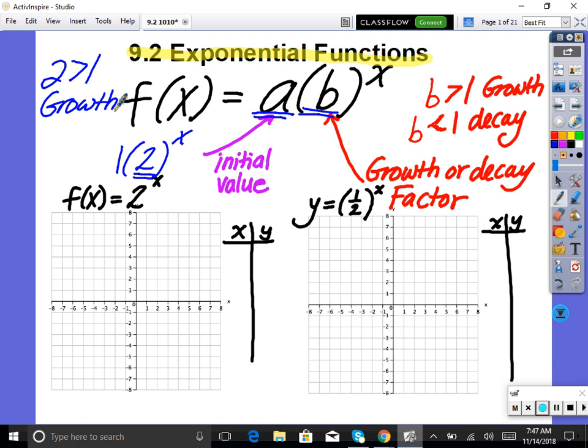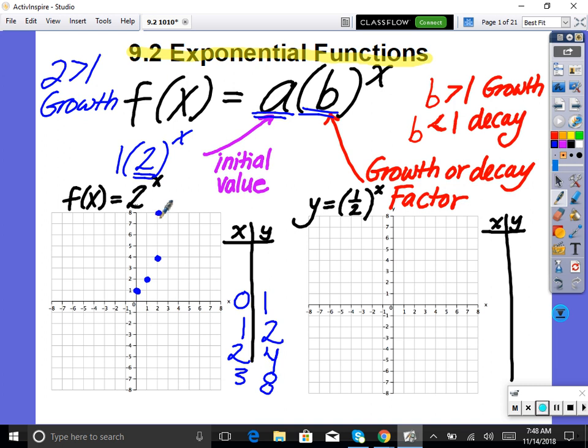Now we're going to just plot some points here. So let's start with 0. 2 to the 0 power is 1. Perfect. Let's plot that point. Over 0 up 1 unit. Check. Now if I plug in 1, 2 to the first power is 2. So over 1 up 2 units. Now let's plug in one more. If I plug in 2, I get 4. So over 2 up 4 units. Now we could keep going. Obviously, if I plug in 3, I get out 8. So just because it can fit on my graph, there it is.